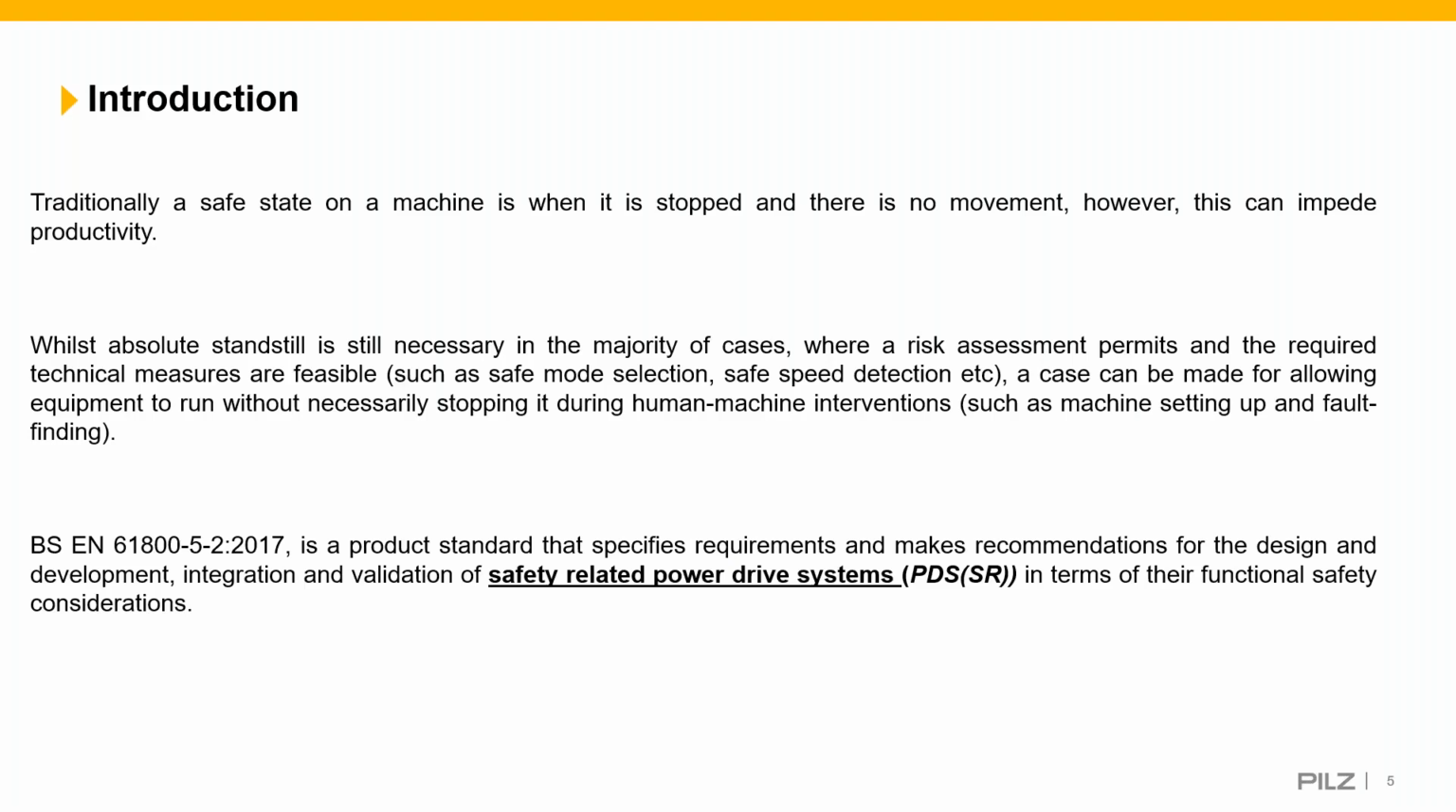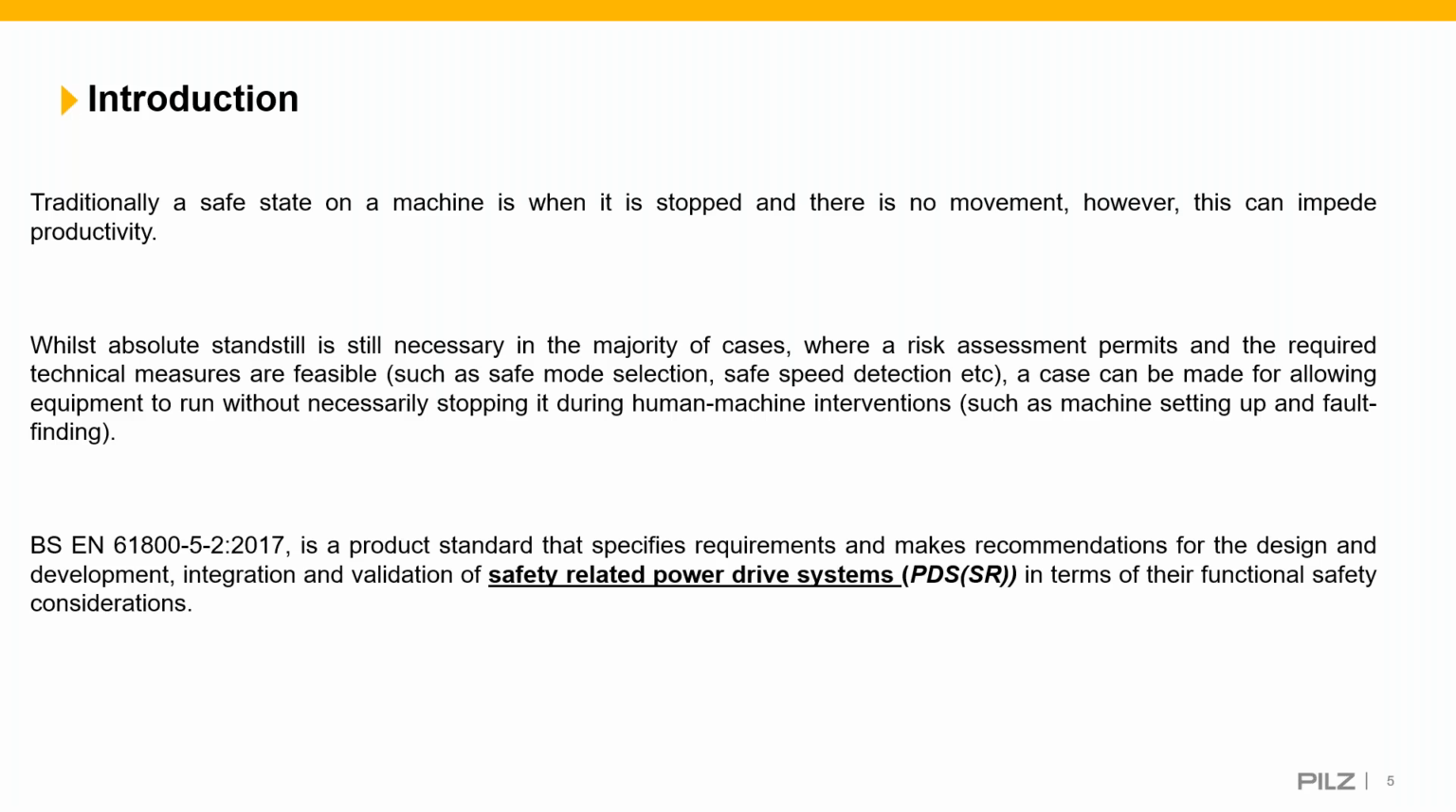Basically, we look at the traditional safe state on a machine when it is stopped and there is no movement. But of course, this can impede productivity. And so while absolute standstill is still necessary in the majority of cases, where a risk assessment permits and the required technical measures are feasible, such as safe mode selection, safe speed detection, and so on, a case can be made for allowing equipment to run without necessarily stopping it during human machine interventions, such as machine setting up and fault finding.